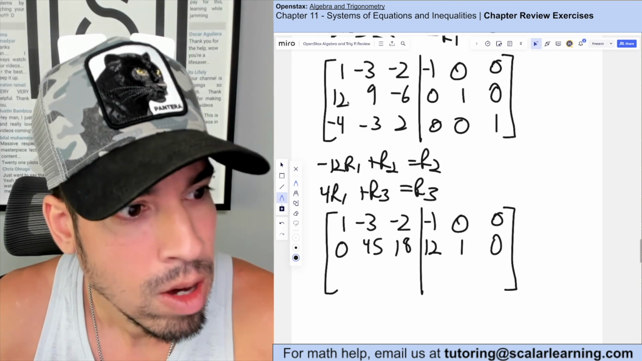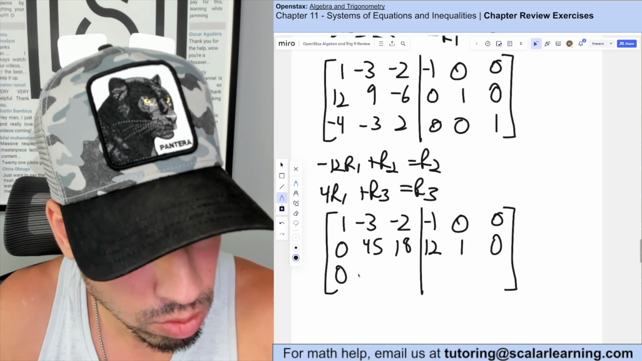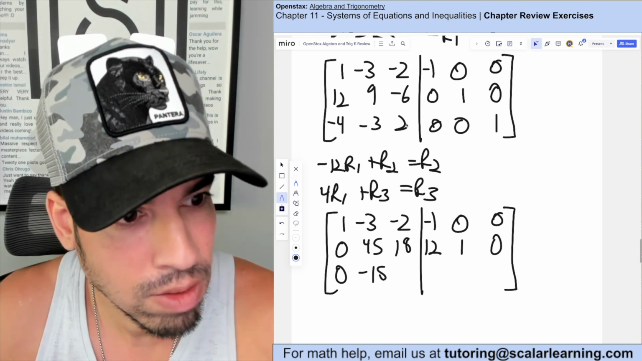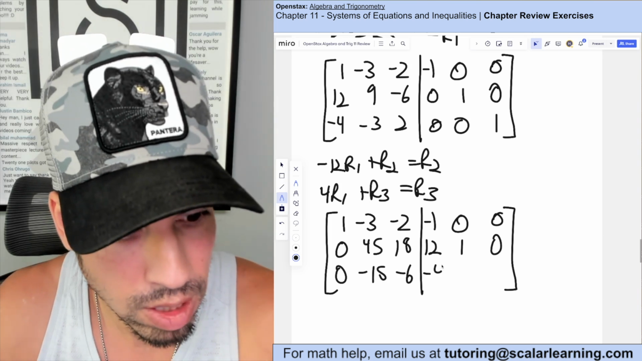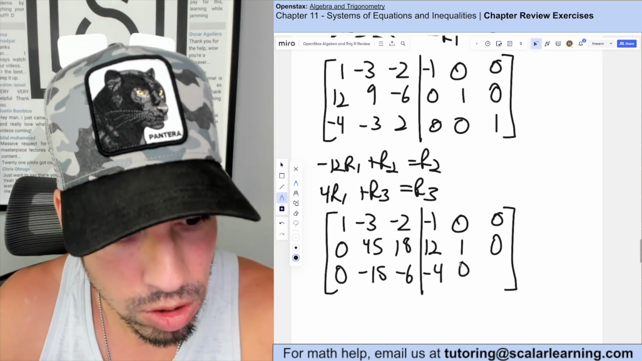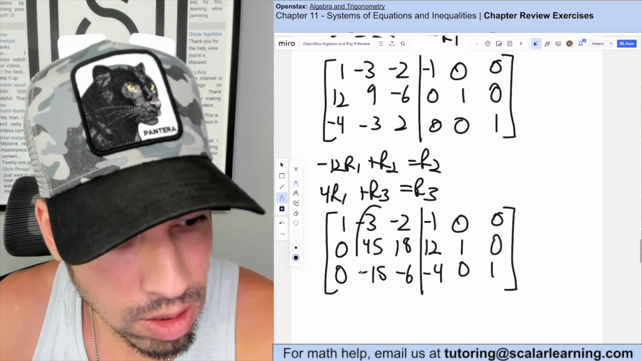Then down here, we got 4 plus negative 4 is 0. Negative 12 plus negative 3 is negative 15. Negative 8 plus 2 is negative 6. And then we got negative 4 plus 0 is negative 4. Then 0 plus 0 is 0. 0 plus 1 is 1. Great. Now let's move on to the second column.